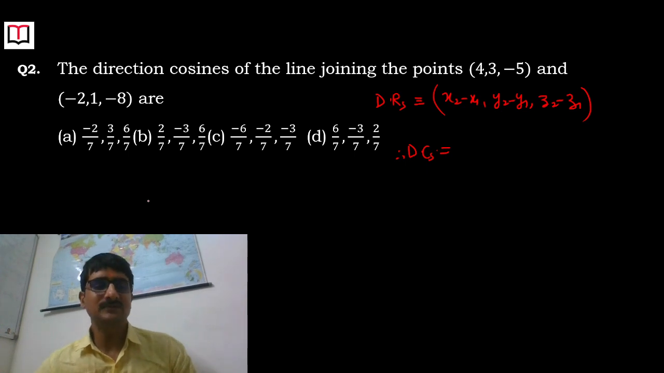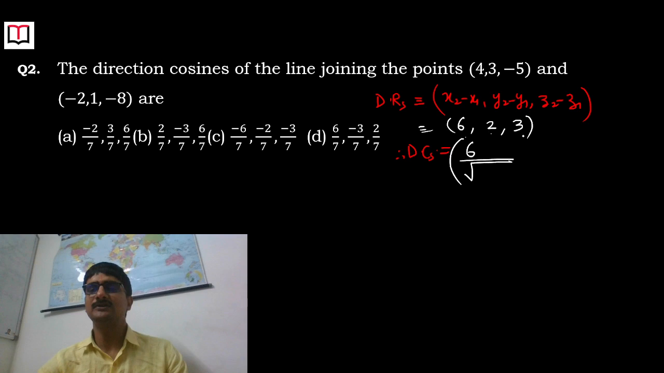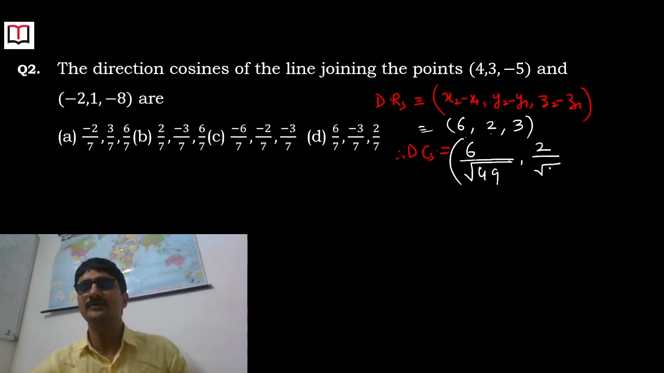First let me write what the DRs are here. The DRs will be x2 minus x1, that is 4 plus 2 is 6, then 3 minus 1 is 2, and then minus 5 minus 3. So the DCs will be 6 by under root of 36 plus 4 plus 9, that is 49. Similarly 2 by root 49, similarly 3 by root 49.